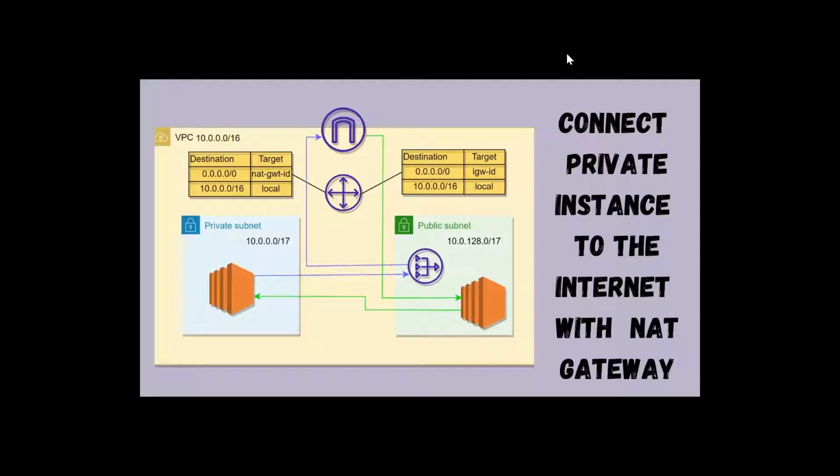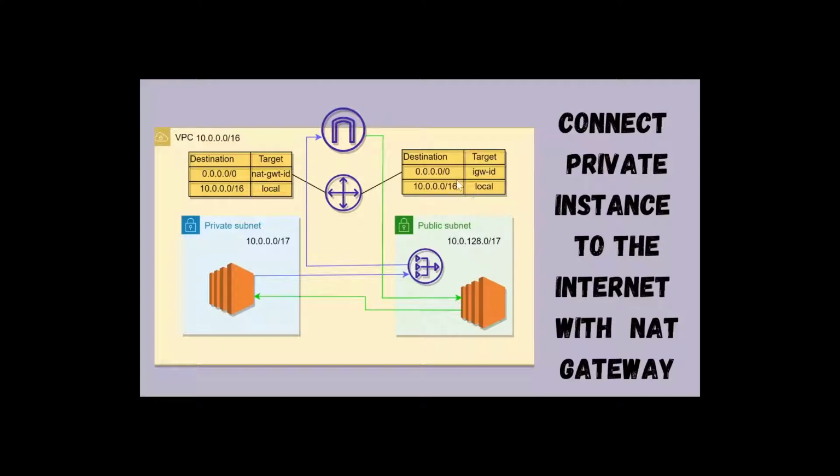Today I will show you how to connect one private instance to the internet using a NAT gateway. See here, this is one VPC with CIDR block 10.0.0.0/16 and two subnets are there. One is a private subnet with CIDR 10.0.0.0/17 and one public subnet with CIDR 10.0.128.0/17. Fine. And here you can see two route tables are there. One is associated with the public subnet, another one is with the private subnet.